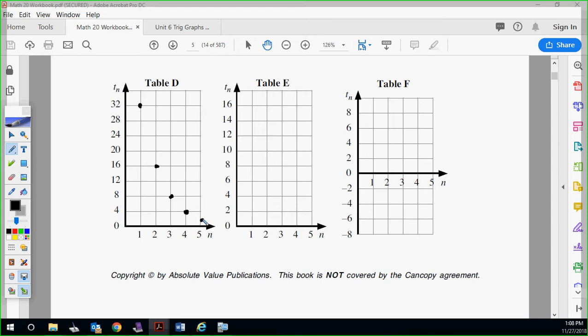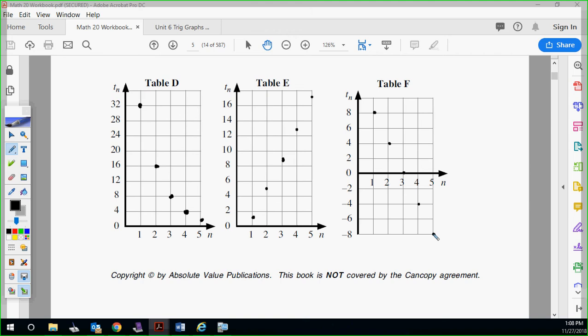Okay, table E: 1, 1, 2, 5, 3, 9, 4, 13, and 5, 17. Again, linear, because arithmetic. And then table F was the one with the degrees, and so that one started at 1 was 8, and then went to 4, went to 0, -4, -8. So you just have a nice little linear model going through the positive and negative pieces. Okay.